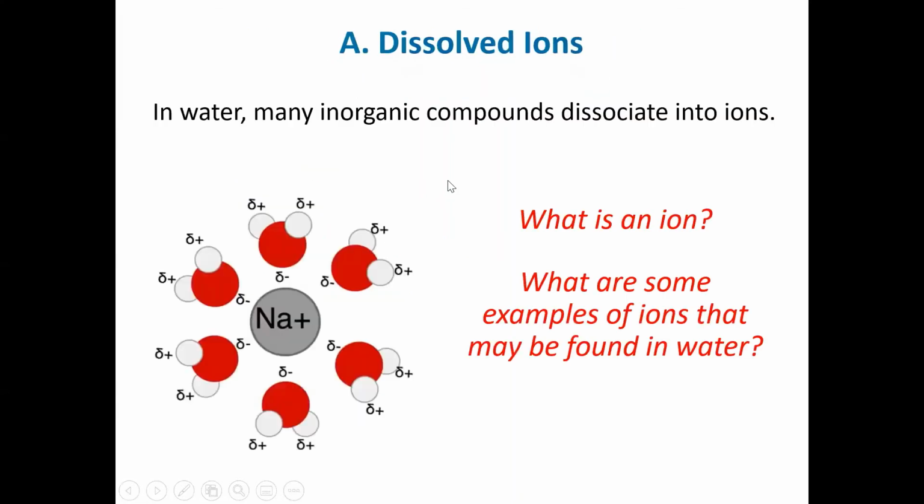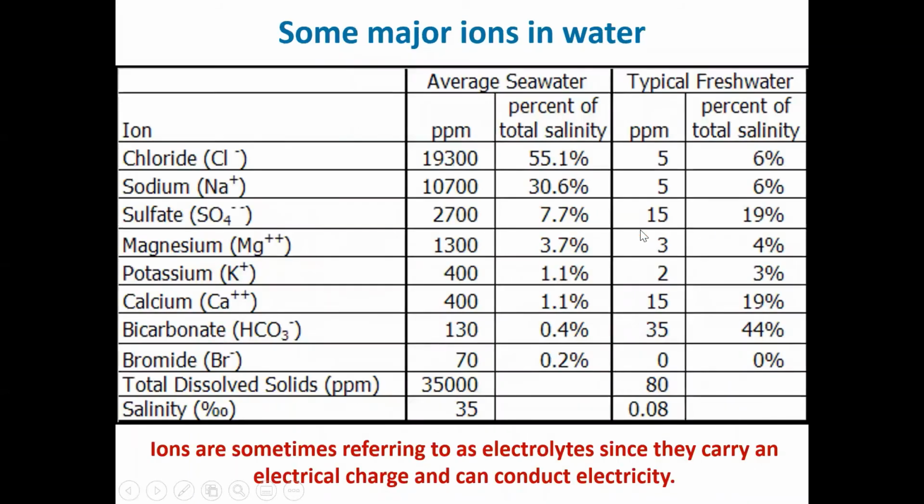So first question is, what is an ion? Good question. An ion, of course, is a charged species. So it has either lost an electron or two, or it's gained an electron or two. It says here, what are some examples of ions that can be found in water? And so we talked about some of these in class, and you can see there are a few listed here. We, of course, have our cations. Cations are positively charged, and we have our anions. And anions are negatively charged.